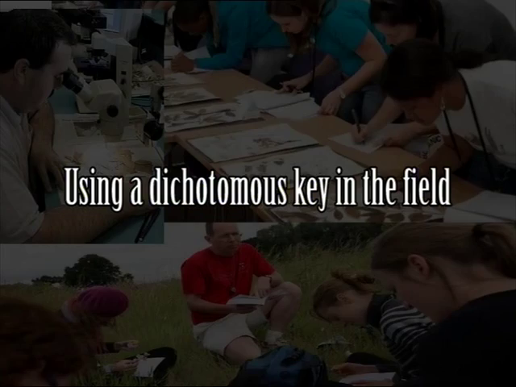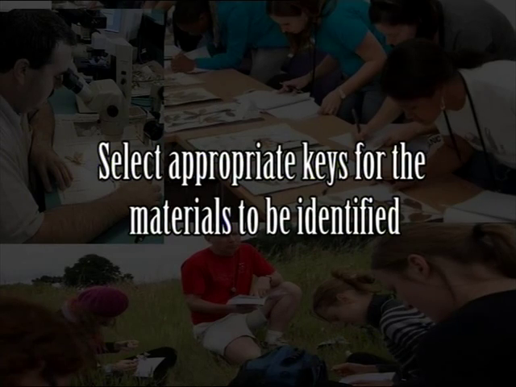Keys that are developed for regional or national floras often require that plants be collected for laboratory identification, where dissecting microscopes and other necessary equipment are available to magnify extremely small parts which are not discernible with a field lens. Select appropriate keys for the material to be identified. The keys may be in floras, manuals, guides, handbooks, monographs or revisions.